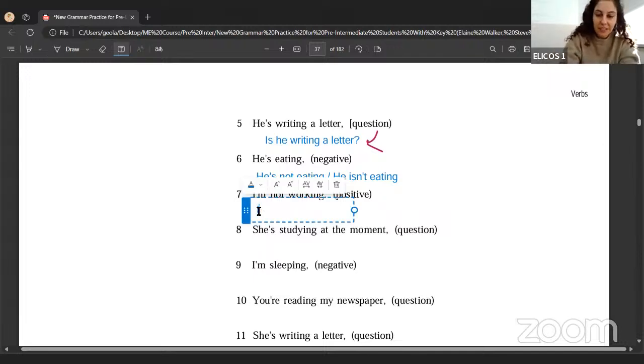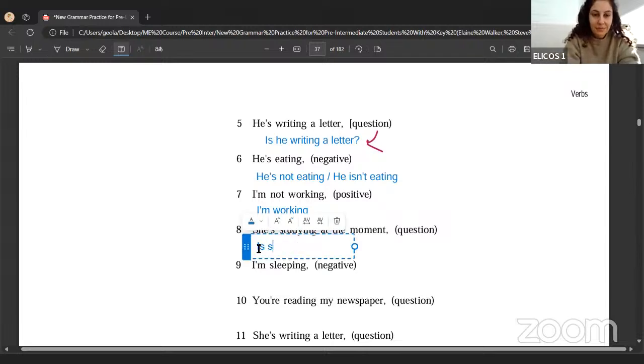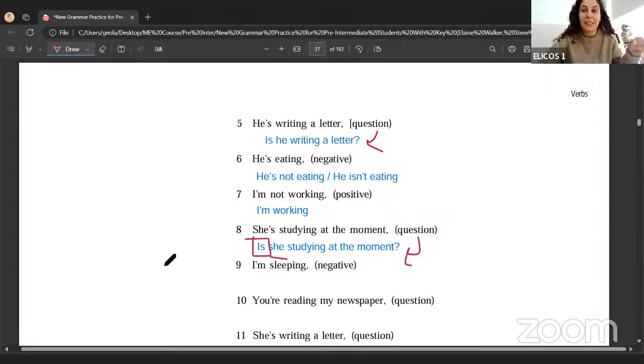I'm working. Perfect. So if I said, what are you doing? Where are you? You could say, well, I'm busy. I'm working. Number 8, she's studying at the moment. German. How do I make it a question? Is she studying at the moment? Good. As a question, you know that when we have the subject in the question, we must start with the verb to be.